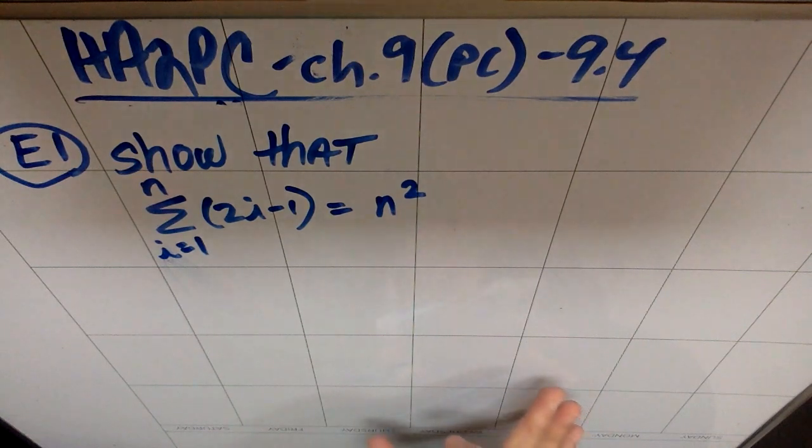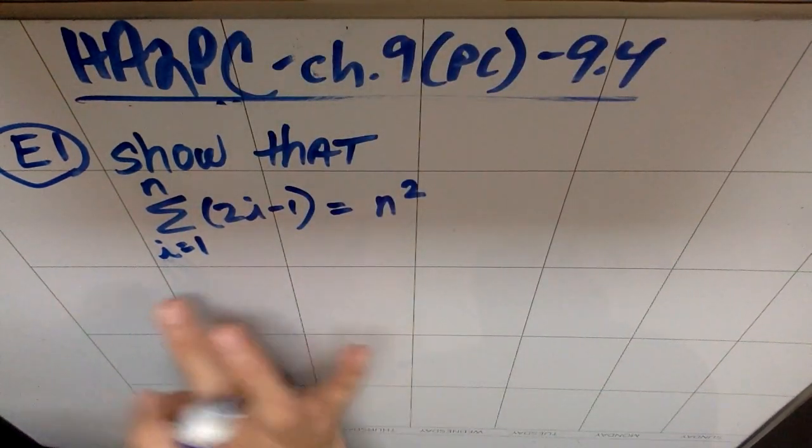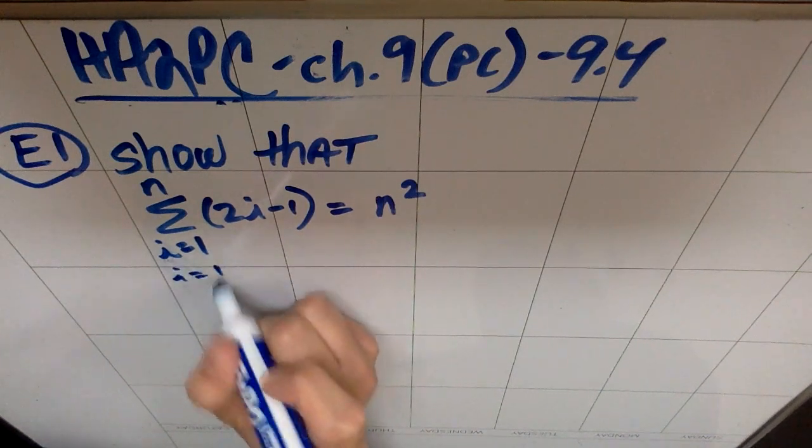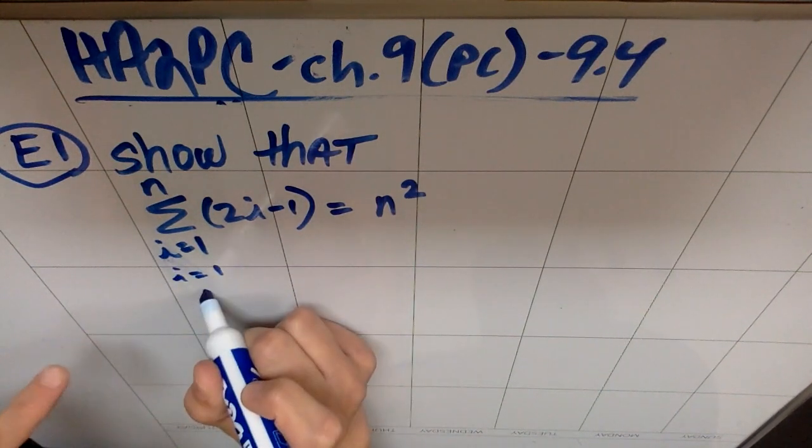Let me show you what I mean by that. What that's saying is that if you were to plug in these values, we've seen sigma notation before, if I plug in the i is 1 value, I'd get 2 minus 1, which is 1.